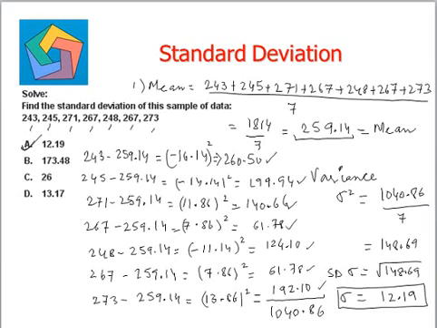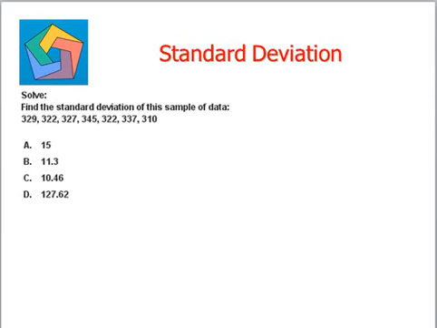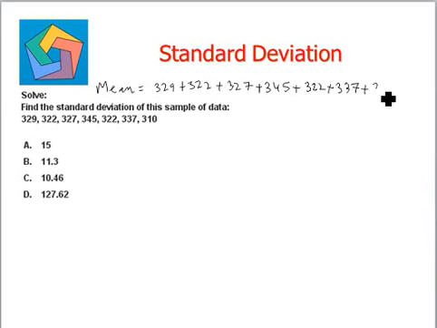Let's try another question. Find the standard deviation of this sample of data. Our first step is to find out the mean. Mean means we have to total all of them and then divide it by the count. So we'll quickly write them like this. What is the count in this case? Let's see how many numbers we have. 1, 2, 3, 4, 5, 6, 7.